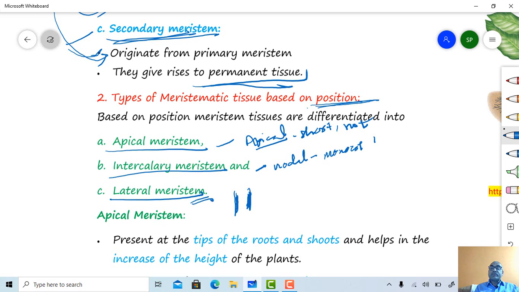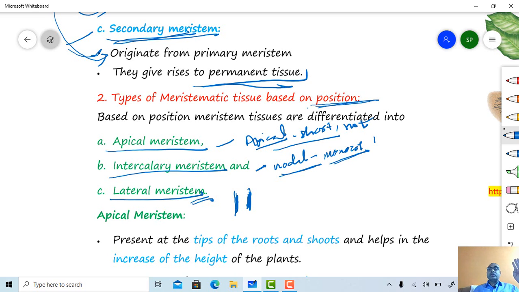So apical meristems, which are present at the apical region of shoot and root, form the height of the shoot or increase in length of the root. Intercalary meristems are generally present at the nodal region, generally in monocots. And whatever increase in diameter or girth of the plant axis takes place is due to the activity of the lateral meristem.